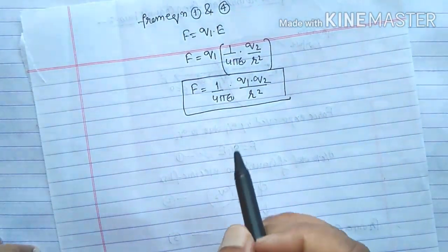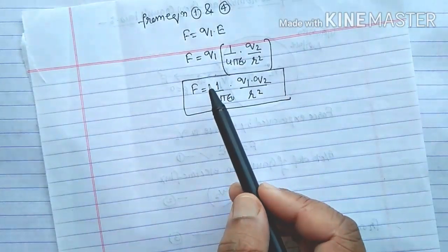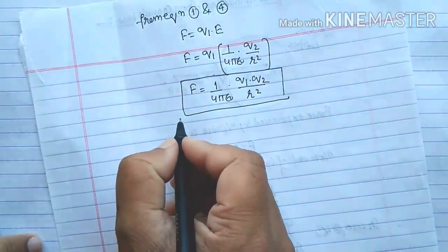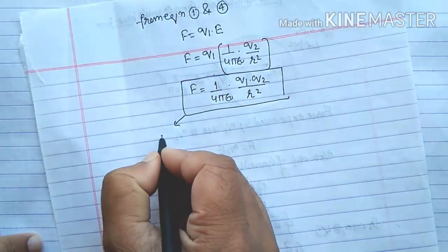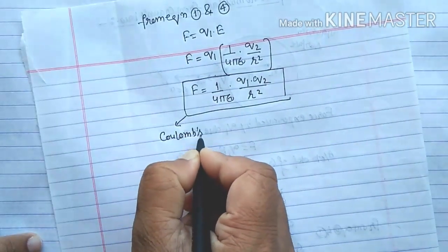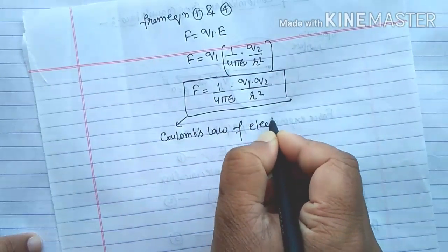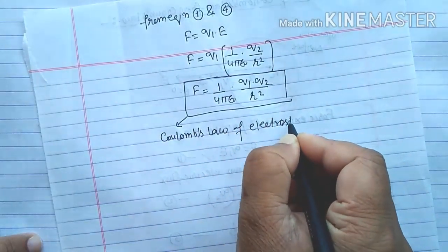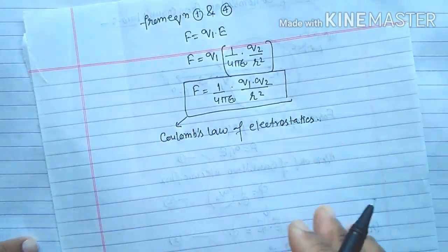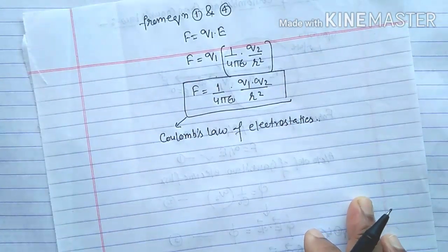So the above expression of force is Coulomb's law in electrostatics. So this equation is nothing but Coulomb's law of electrostatics. Okay, so thus we are able to deduce Coulomb's law from Gauss law.